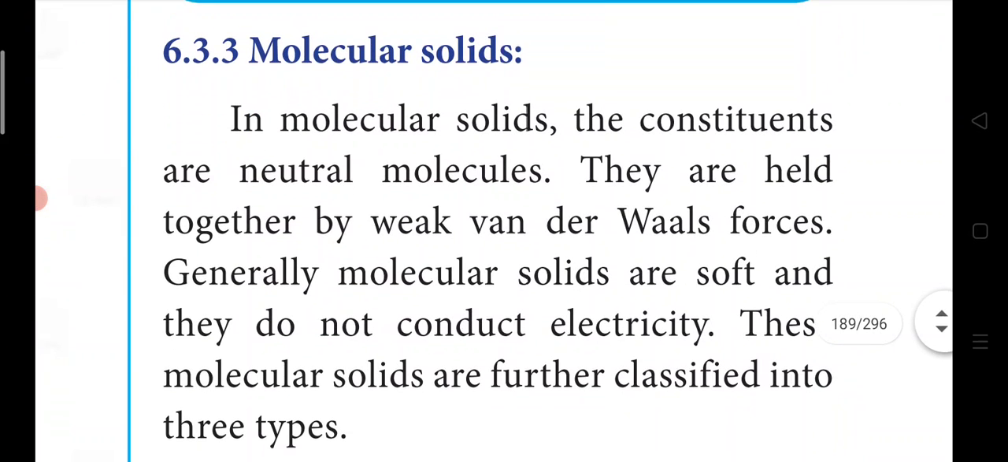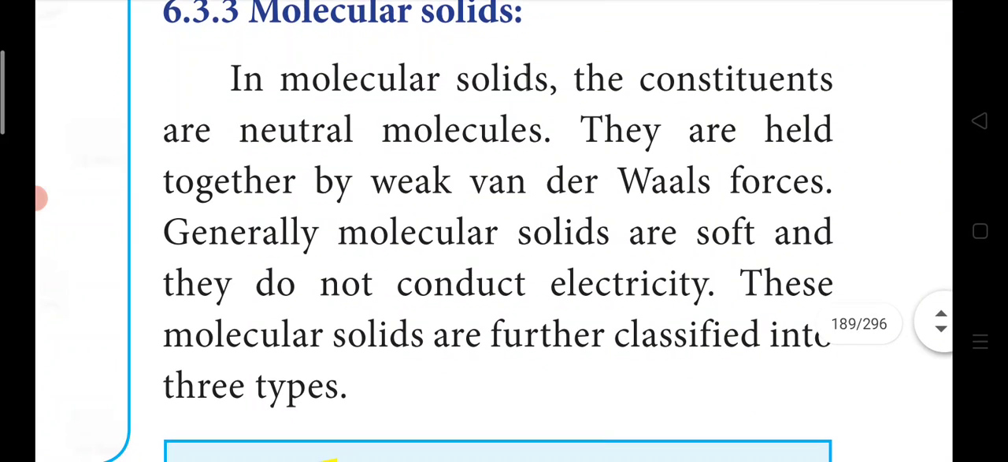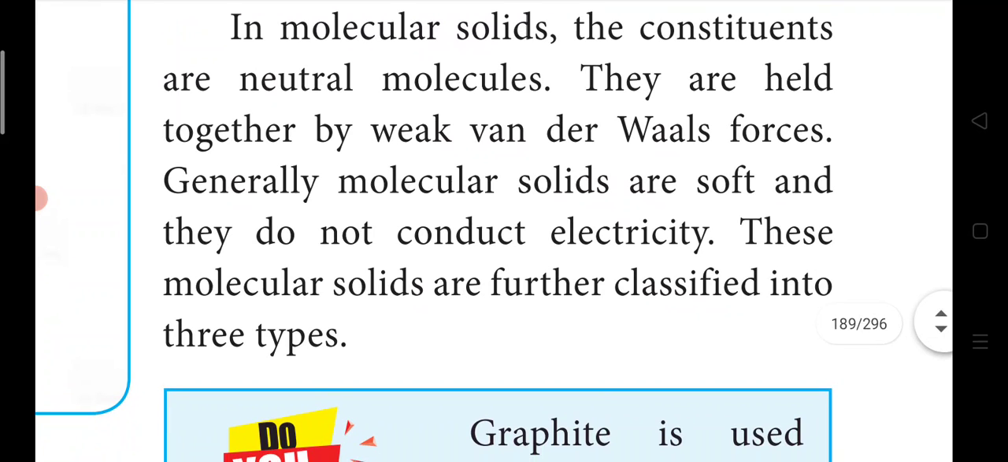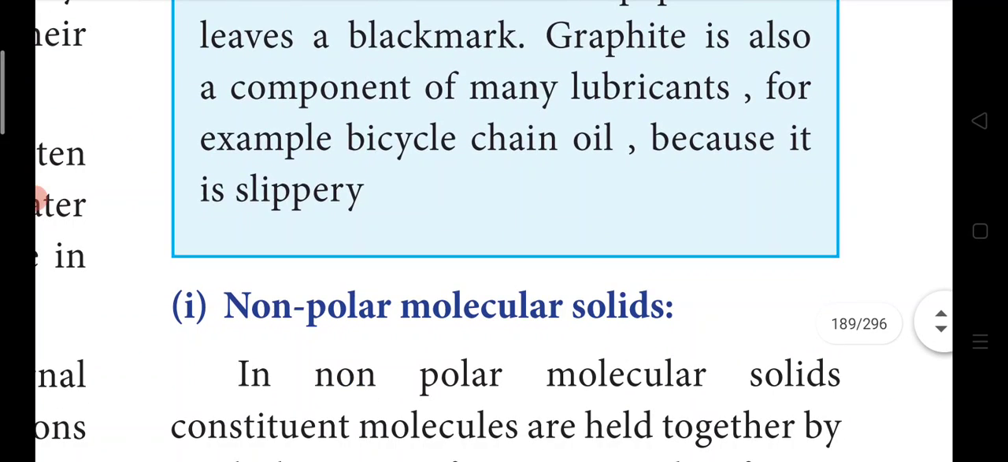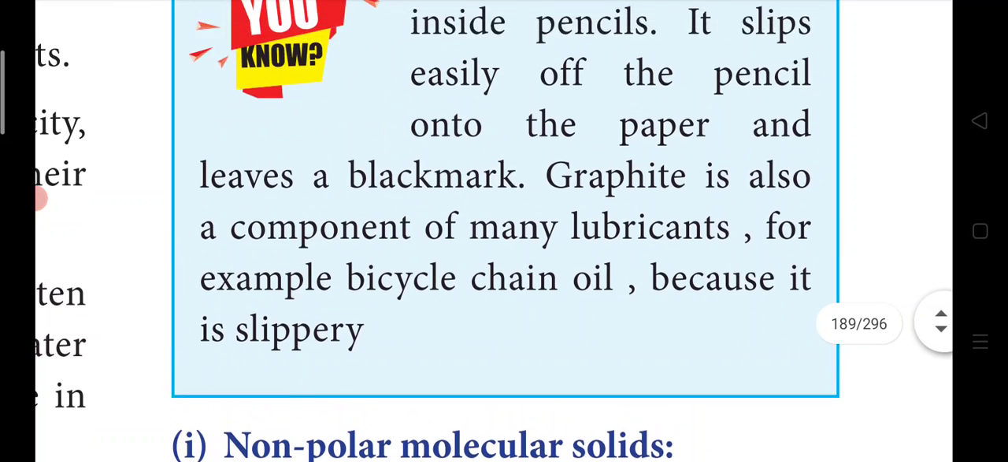Next is molecular solids. In molecular solids, the constituents are neutral molecules. They are held together by weak van der Waals forces. Generally, molecular solids are soft and they do not conduct electricity. So what is the attraction in molecular solids? Weak van der Waals forces. These molecular solids are further classified into non-polar molecular solids and polar molecular solids.